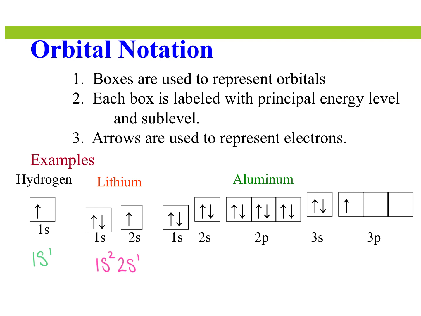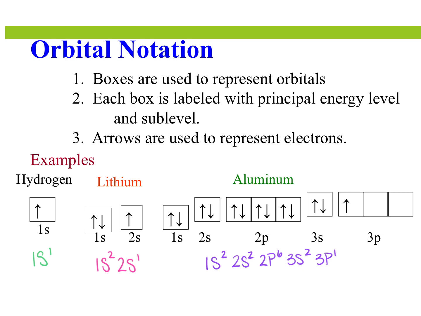Next, we have aluminum. Aluminum's configuration is 1s2, 2s2, 2p6, 3s2, 3p1. So we can see its diagram. So it's 1s2, 2s2, 2p6, 3s2, 3p1.